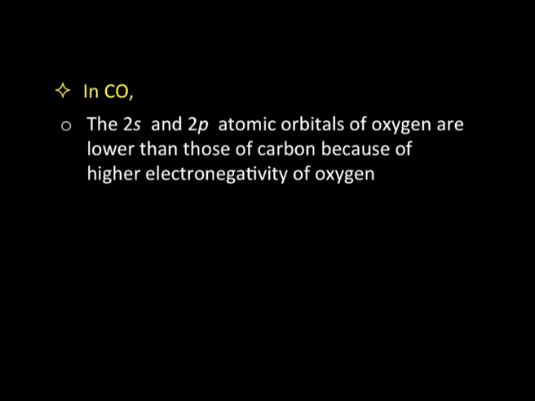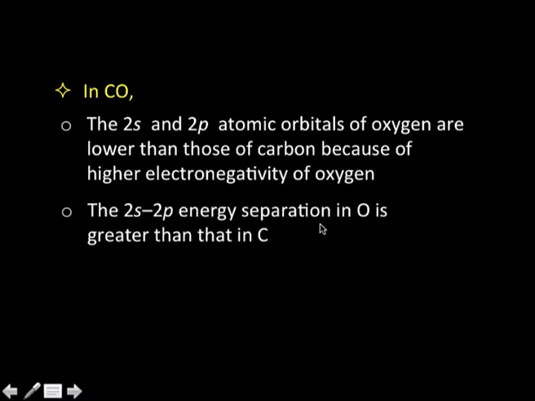Now let's come to a particular case of our carbon monoxide. In case of carbon monoxide, the 2s and 2p atomic orbitals of oxygen are lower than those of carbon because of higher electronegativity of oxygen. That is what we had in the case of NO as well. The second thing we have to take note of here is that the 2s and 2p energy separation in oxygen is greater than that in carbon. This is a very important observation. We will see how that translates into our molecular orbital energy level diagram.